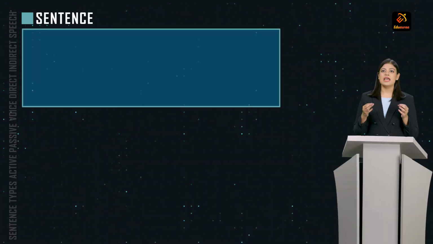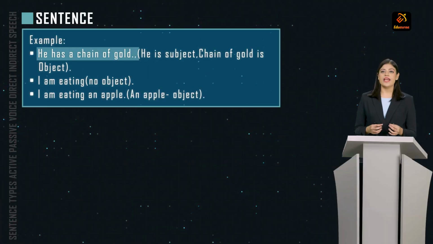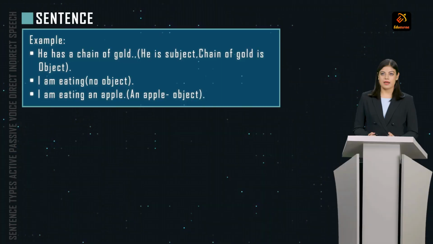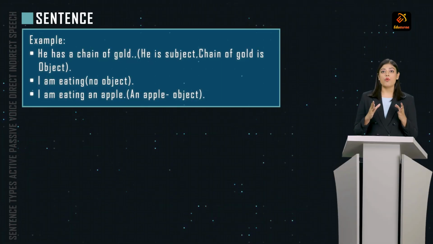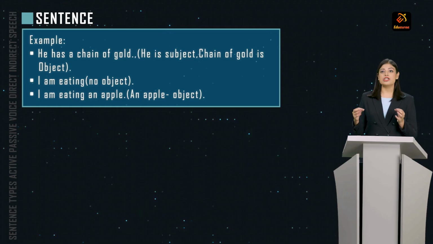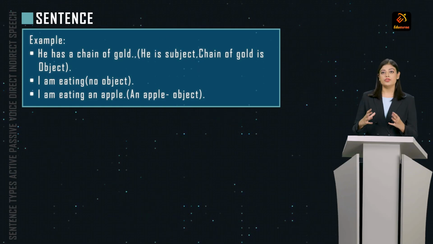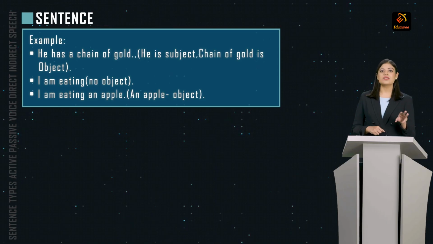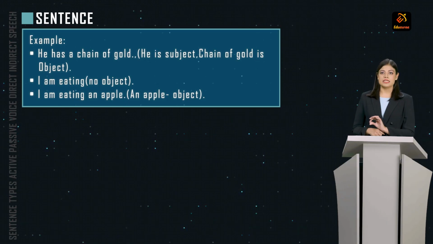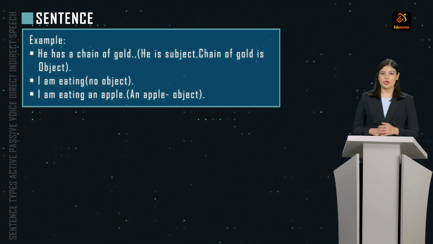Let's take an example to differentiate here. He has a chain of gold. He is the subject. Has is your verb. He is performing the action of having something. Now, what does he have? He has a chain of gold. So, chain of gold becomes my object. This sentence has all three entities: subject, verb, and object.